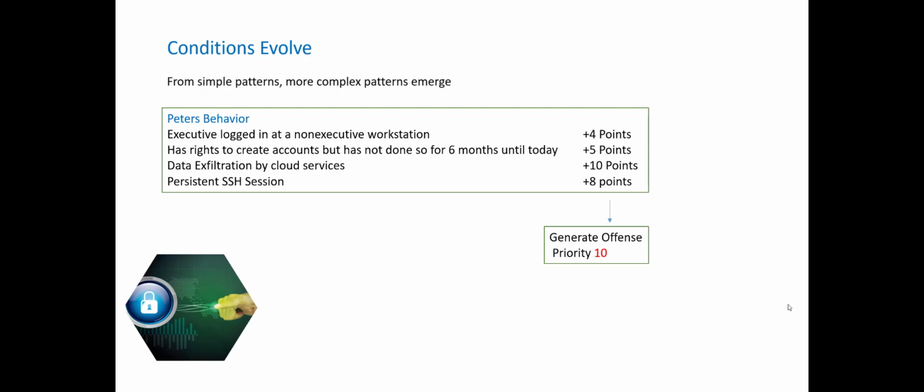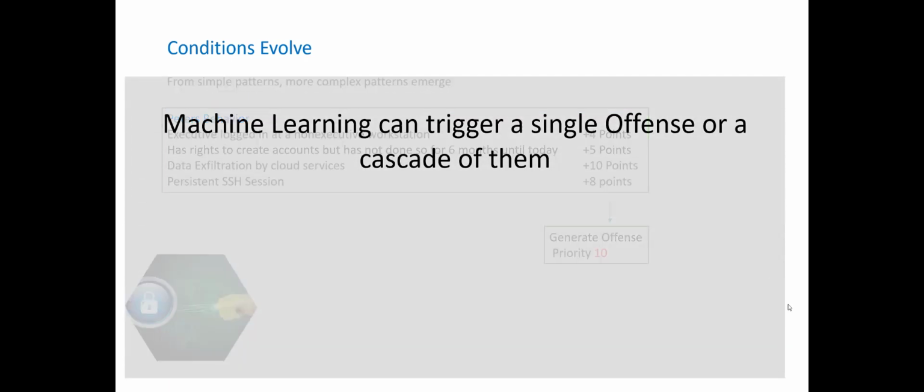So this is an example of machine learning. It sets a baseline. It understands how people act. It assigns points to normal. It subtracts points when they behave more normal. And it generates an alert, in our case an offense, when something is outside the normal enough that it feels you should be alerted. Now, this can trigger a single offense or a cascade, right? Depending on what you want.